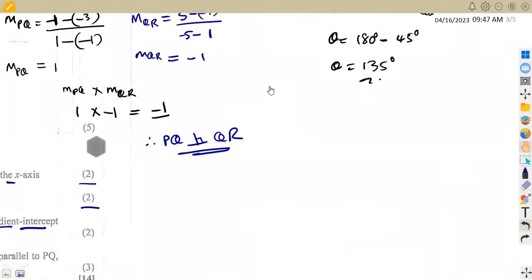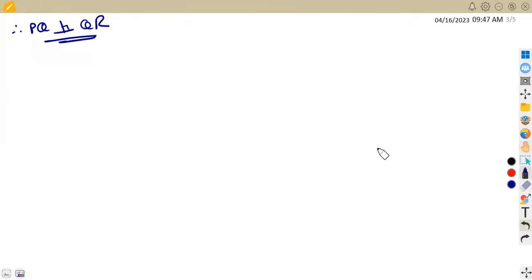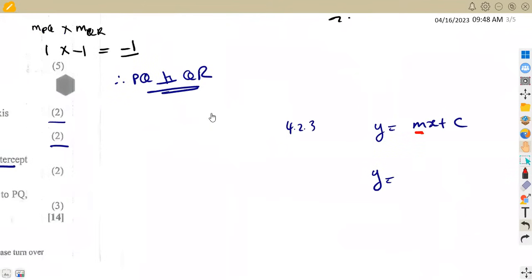So remember that we are asked to give this in a gradient intercept form, where we know that the gradient intercept form is a format where you can write in the form of y is equal to mx plus c, where m is representing the gradient of the line, and we have the gradient of line QR.